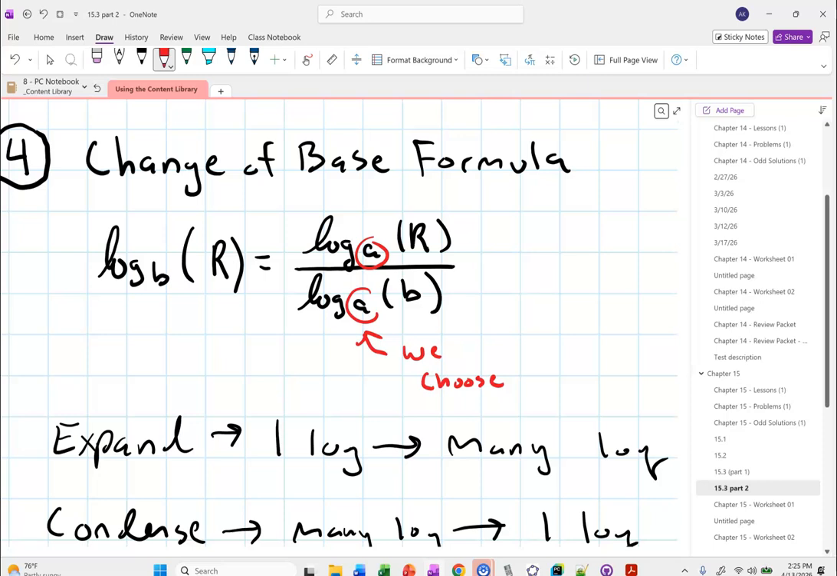What base do you suppose we want to choose? There's two reasonable choices. 10 or... 1 is not a viable base. That's an illegal base for a logarithm. 0 is an ineligible base also. E. E is the other one. Okay. Why 10 or E?